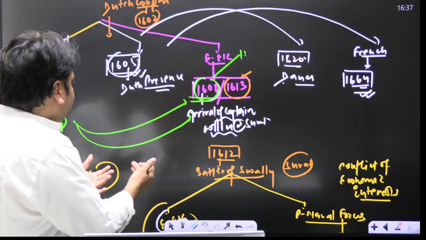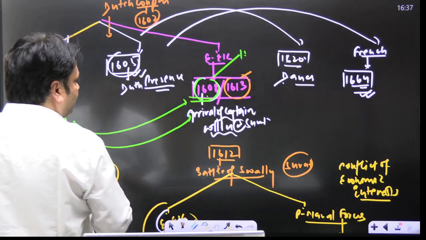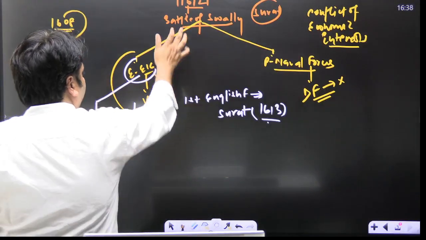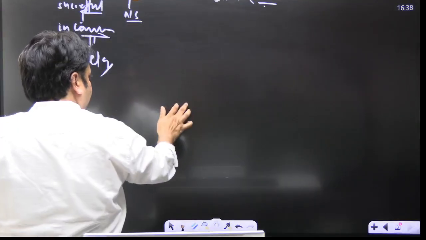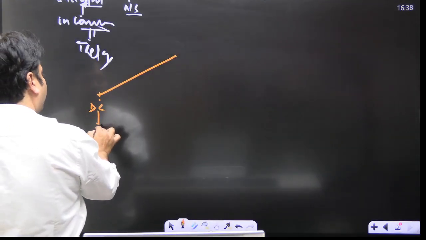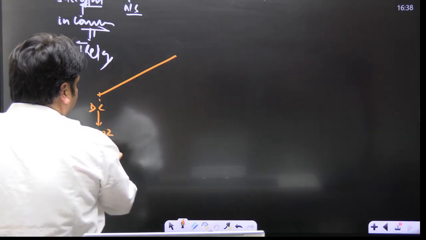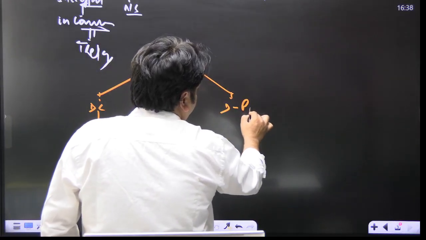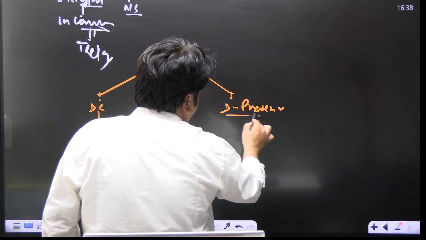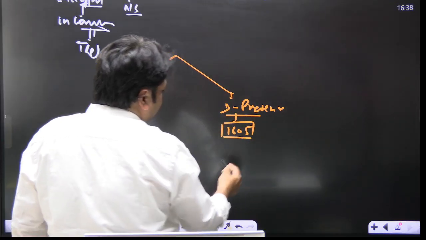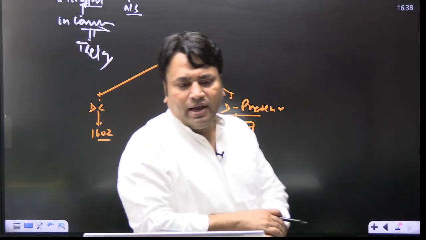Now, since we are talking about Dutch here, let's discuss Dutch in detail. Dutch presence in India is counted from 1605. The Dutch company was formed in the year 1602, and Dutch presence in India is counted from 1605. Why is it counted from 1605? There is a reason.